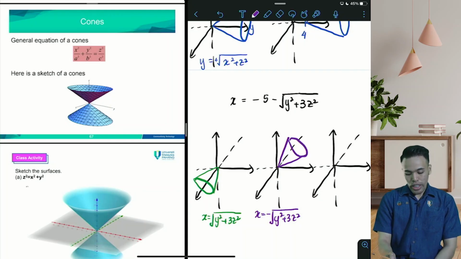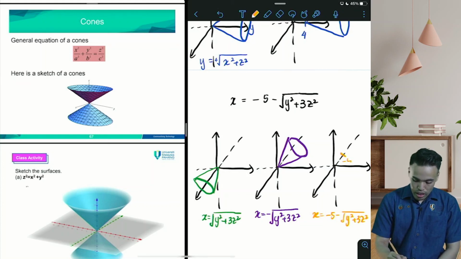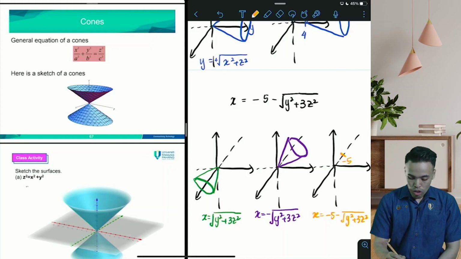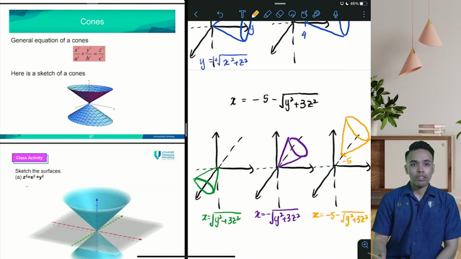Okay, when that happens, all of a sudden, you will see that you are introduced to a constant. Not constant 4, constant -5. So -5 minus square root of y squared plus 3z squared. So you have to locate first where -5 is. So this is -5 somewhere over there. So your cone will be traced along variable x, and it will move 5 units on the negative x-axis.